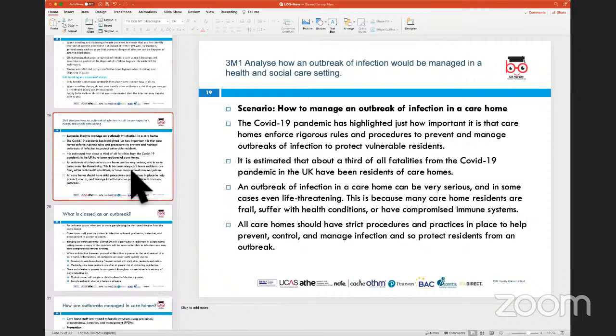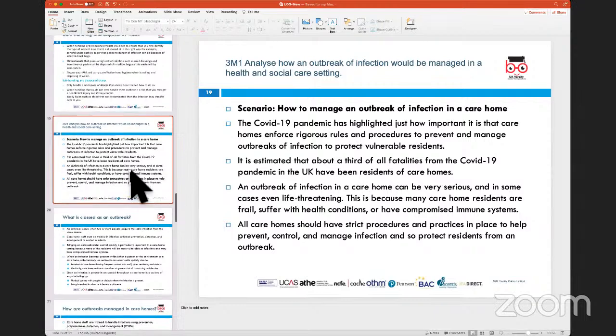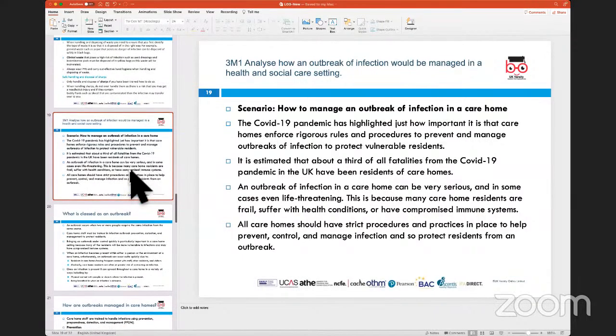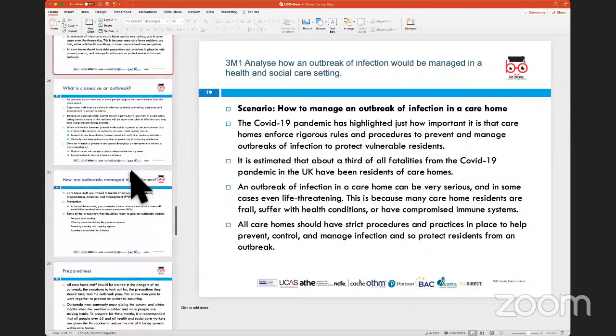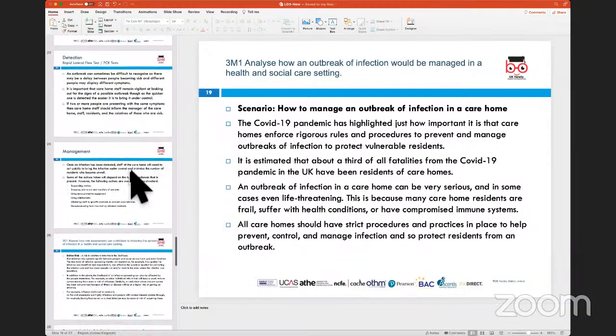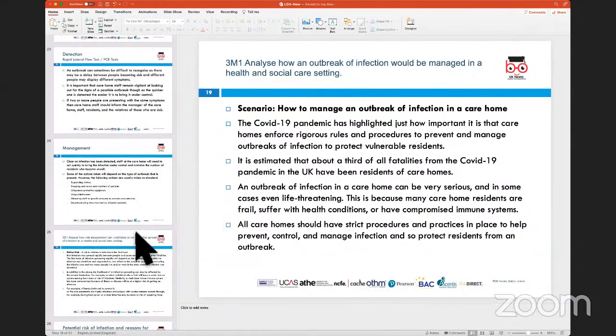So here in this task, which is basically talking about an analysis of an outbreak, what we need to be able to do is talk about a care home or a setting in health and social care, specifically with an example: hospital, clinic, community center, surgery, pharmacy, or a care home. And then you have to use the PPDM process, which is basically looking at prevention, preparedness, detection, and management of the process to be able to control the outbreak of an infection within a particular setting that we are talking about, which is care home.